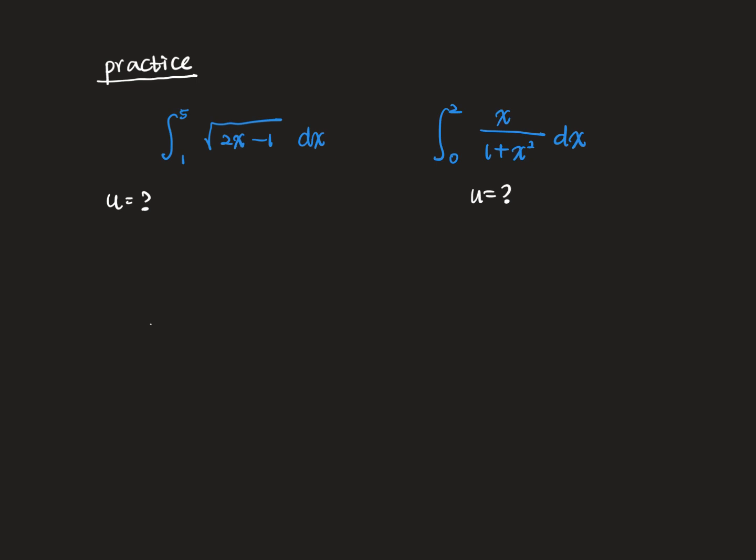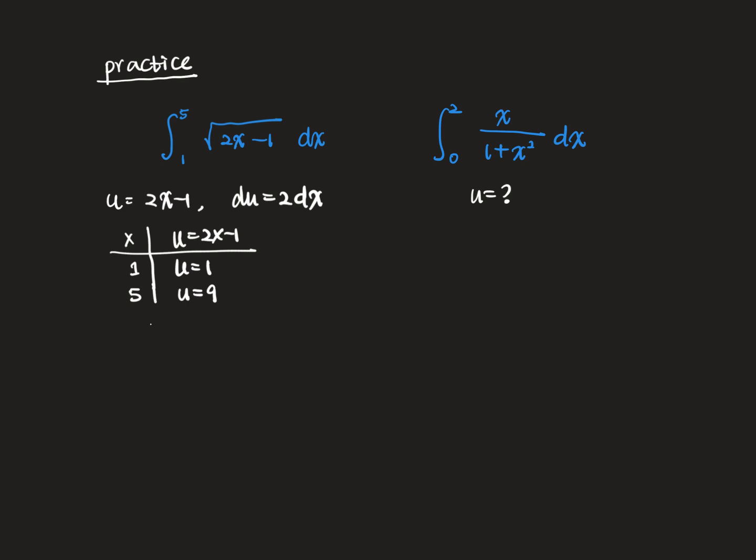Let's do this question, guys. u gonna be what? Here is u. I think you find the u. What are you gonna substitute? 2x minus 1. du gonna be 2 dx. So I'm gonna make x equal 1 and 5. u gonna be 2x minus 1. You plug in 1 here, u gonna be 1. Plug in the 5, that's 9.